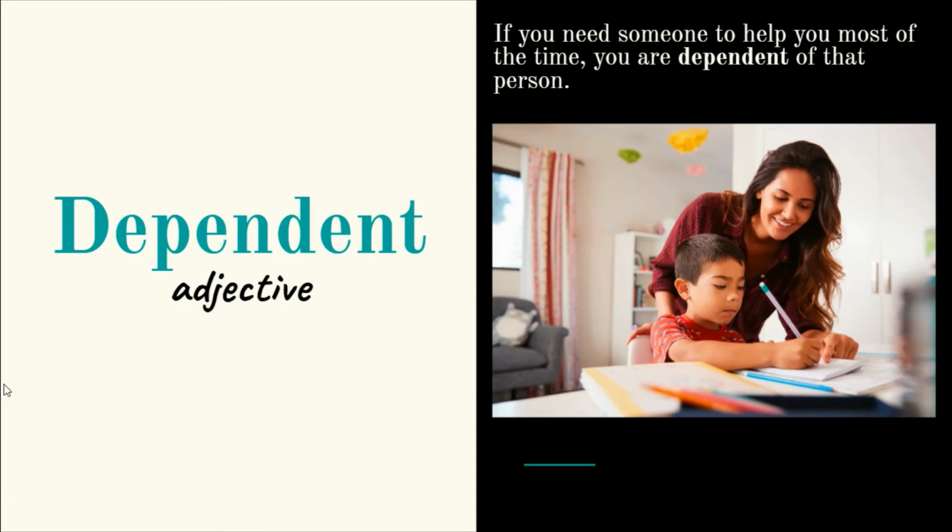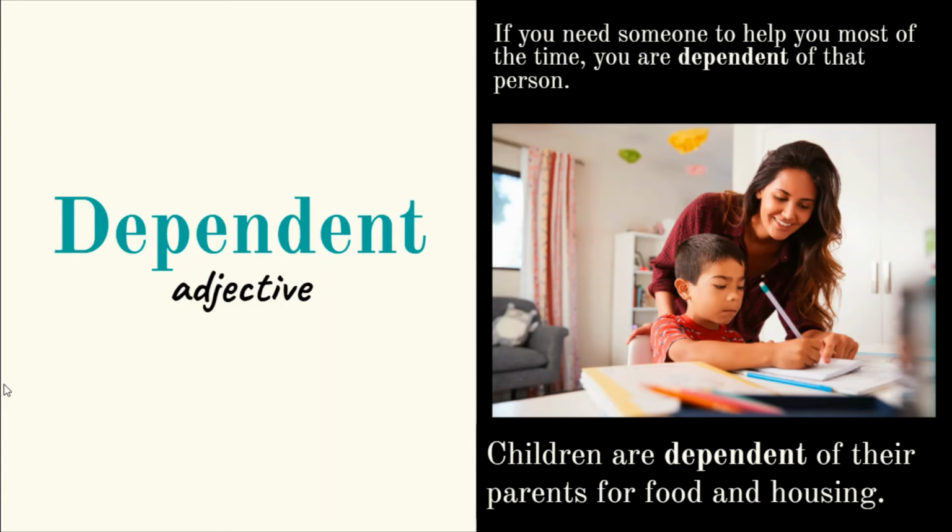So let's go ahead and look at the definition that I have here for you. If you need someone to help you most of the time, you are dependent of that person. Okay, so let's go ahead and look at it in a sentence. Children are dependent of their parents for food and housing. Can we read it together? Let's do it. Children are dependent of their parents for food and housing. Who are you dependent of?